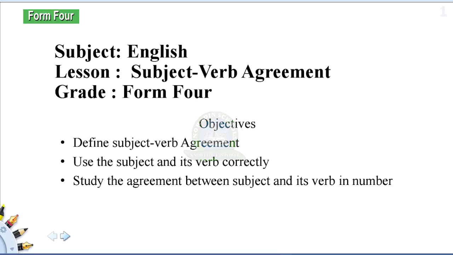It's very important. Before we start our lesson, what are the objectives of our lesson? Students, at the end of this lesson, you will define subject verb agreement, use the subject and its verb correctly, and study the agreement between subject and its verb in number. So this is class Form 4 and the lesson is subject verb agreement.